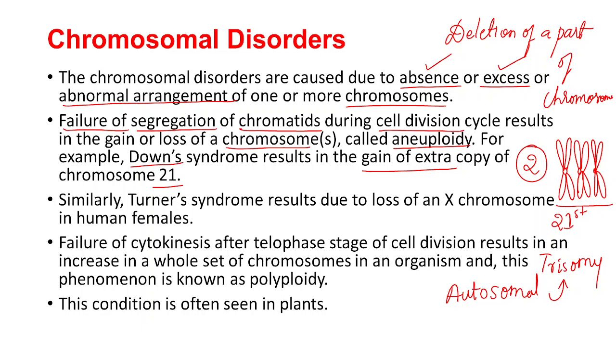Why? Because what is a trisomy condition? It is a condition in which 3 chromosomes are occurring in a particular region, right? Instead of the normal 2 chromosomes or a pair of chromosomes, what will happen?